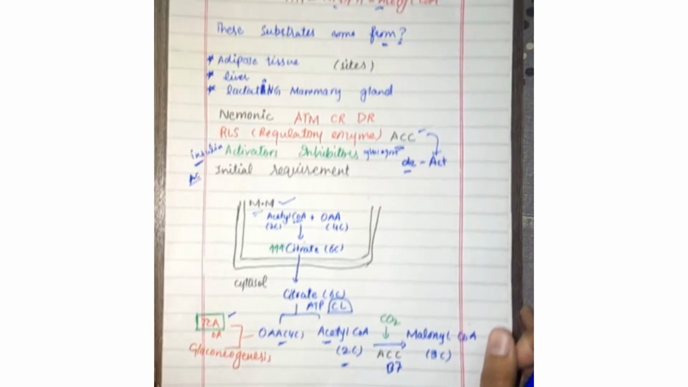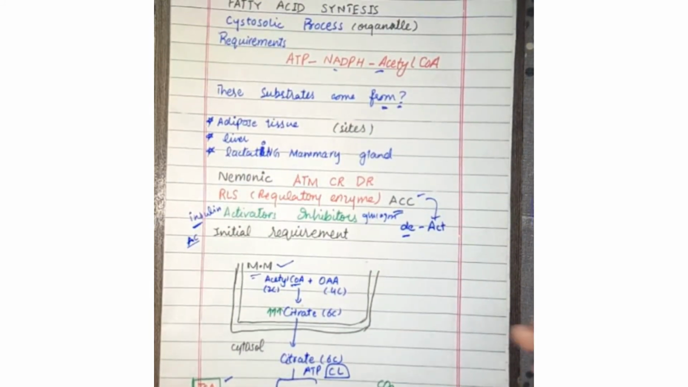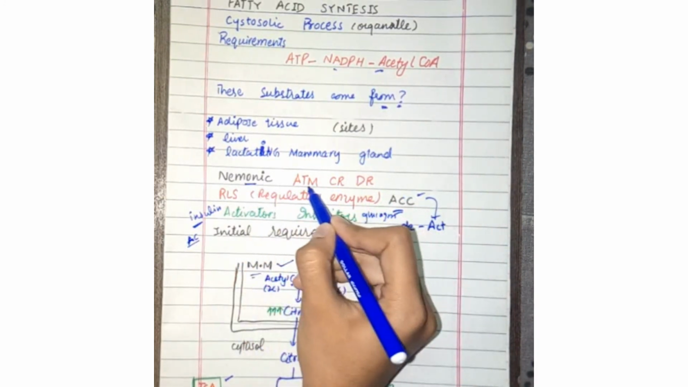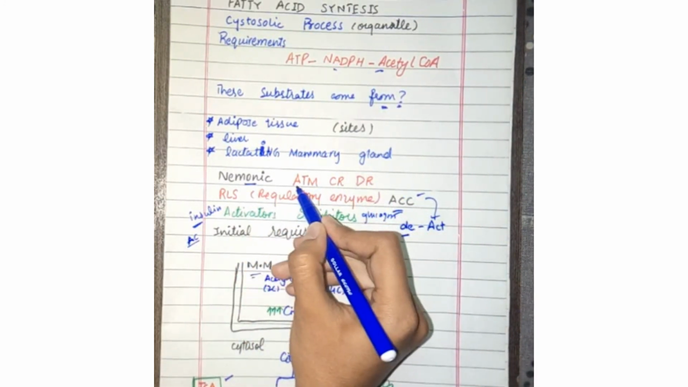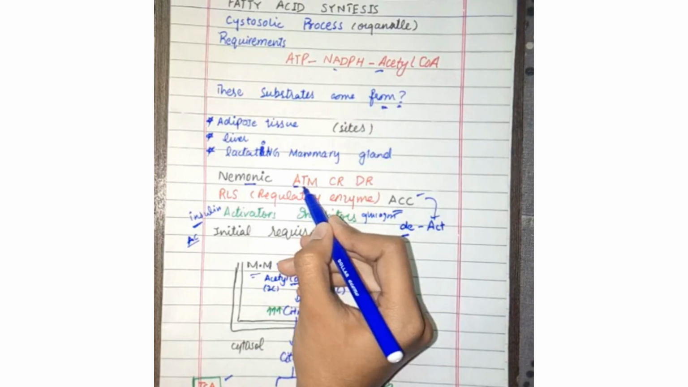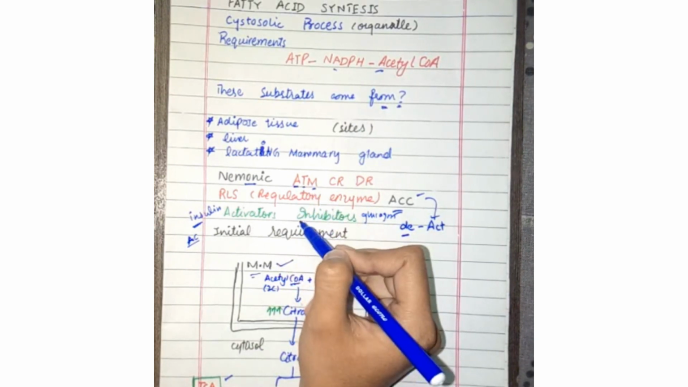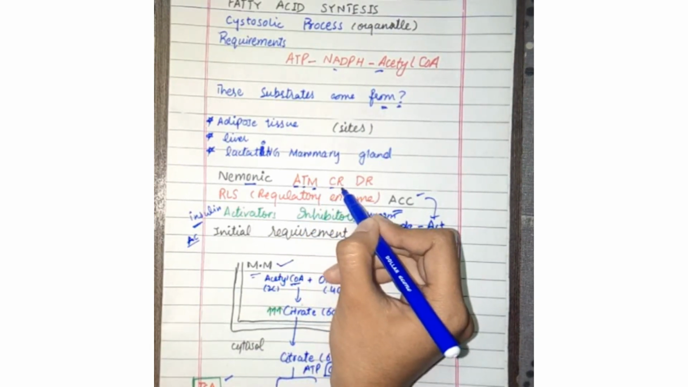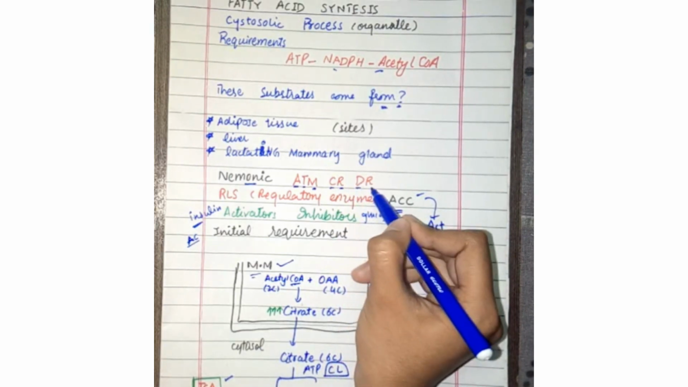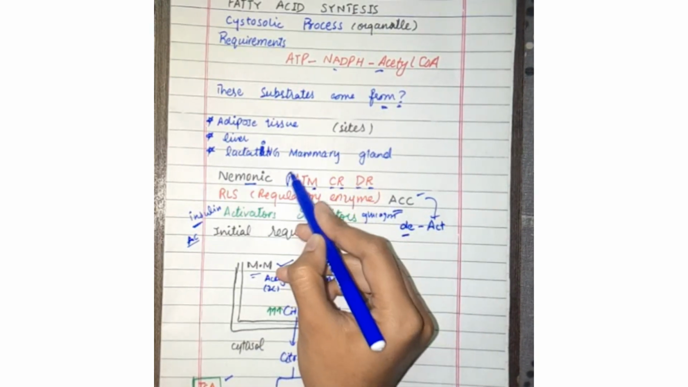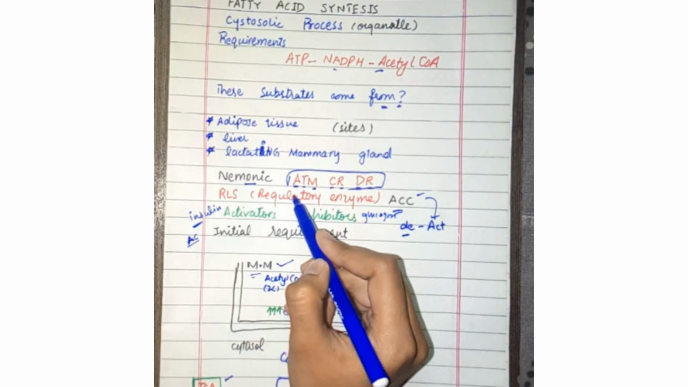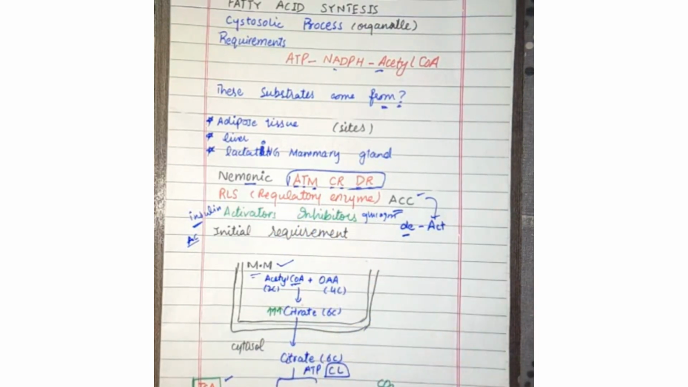Now, coming to the main fatty acid synthesis steps. There are 7 steps of fatty acid synthesis, and the mnemonic is ATMCRDR. A stands for acetylation, T for transacylation, M for malonylation, C for condensation, then reduction, dehydration, reduction. And I will tell you the complete detail of these 7 parts in the next part of the video.